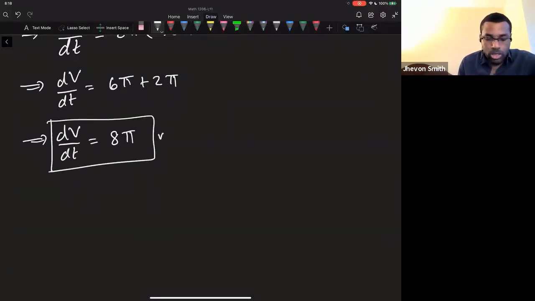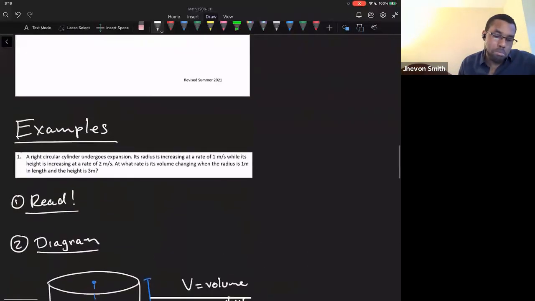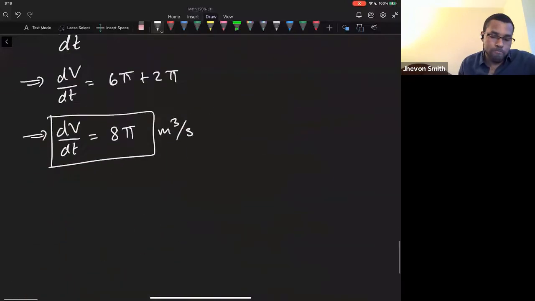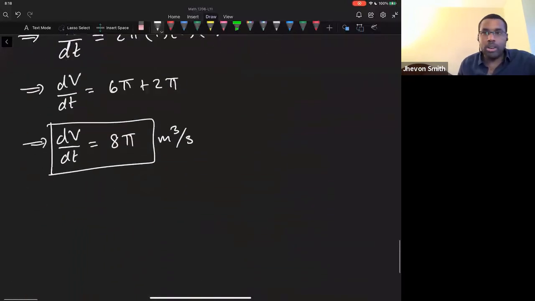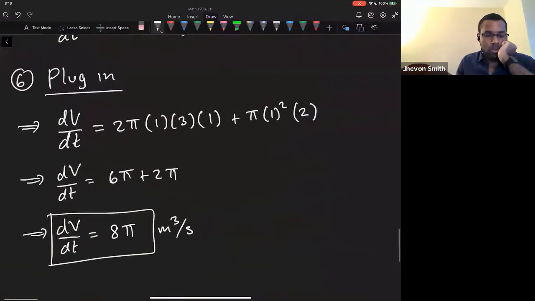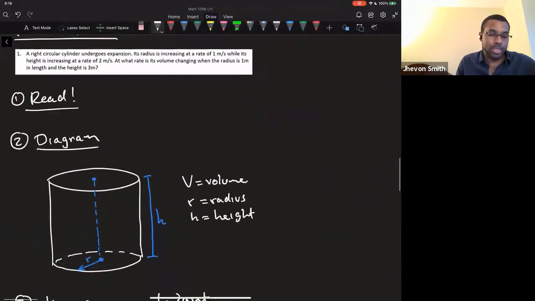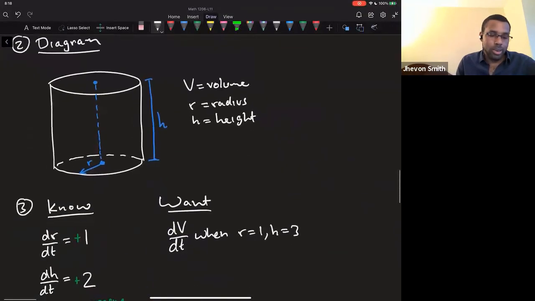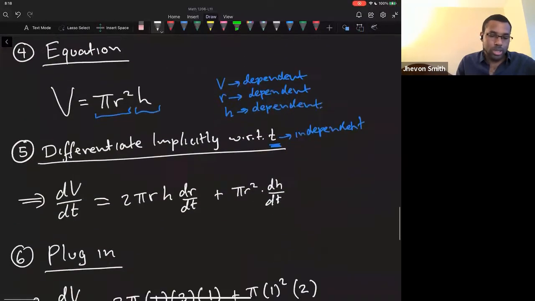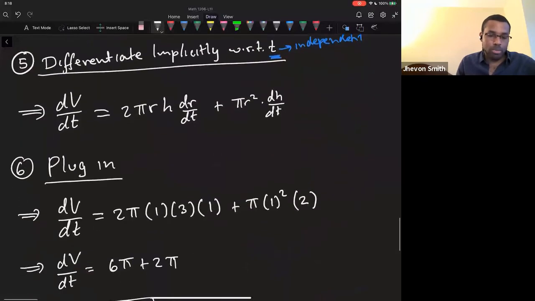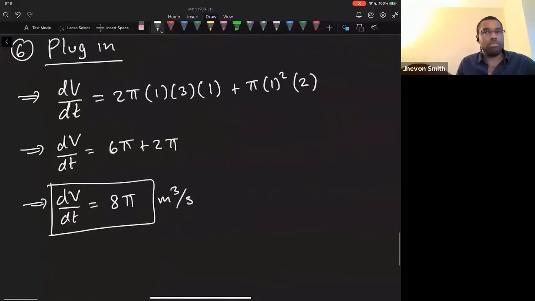And it's volume, so this is meters cubed per second. Yes, per second. But I don't really care about the units, as I mentioned before. So if you just get 8 pi, you'd get it correct. But yeah, that's it. Now, again, here are the 6 steps: read, diagram, what you know, what you want, equation, differentiate implicitly, plug in. Those are always the steps.